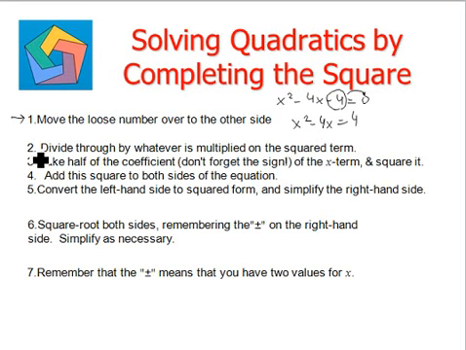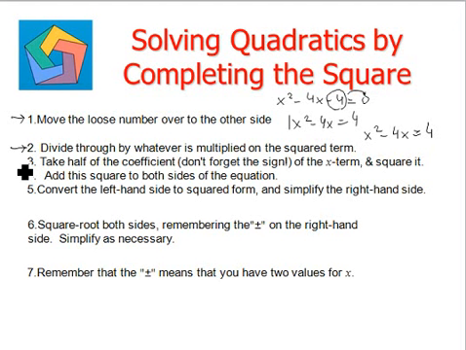Now it says divide through by whatever is multiplied by the x squared term. In this question, the x squared term is 1. So we just divide the whole equation by 1. This leaves the same equation because it gives the same numbers after dividing by 1.